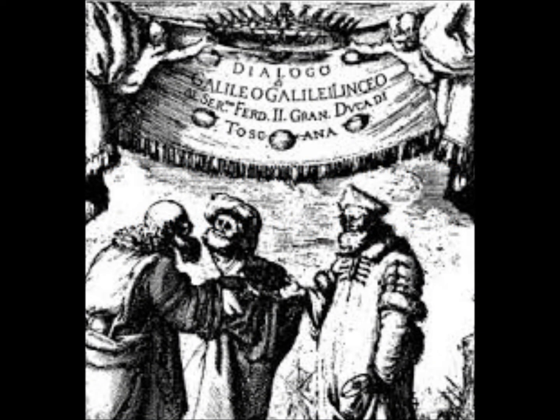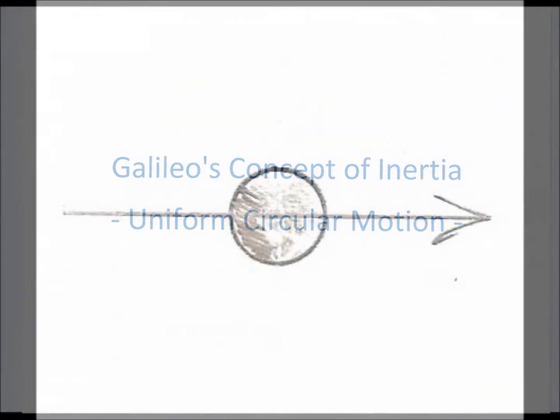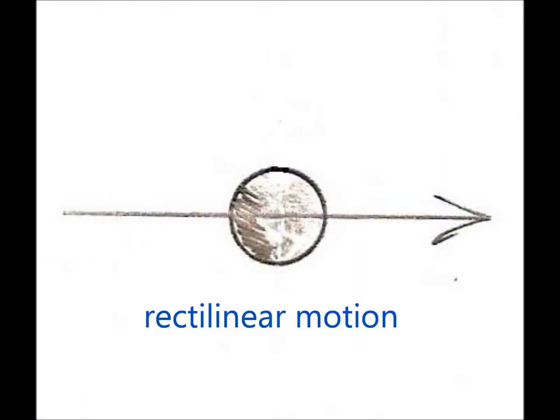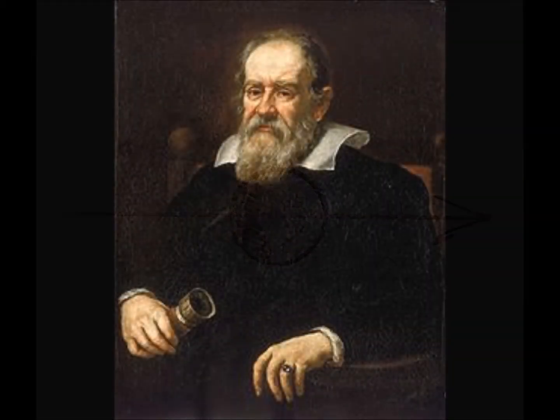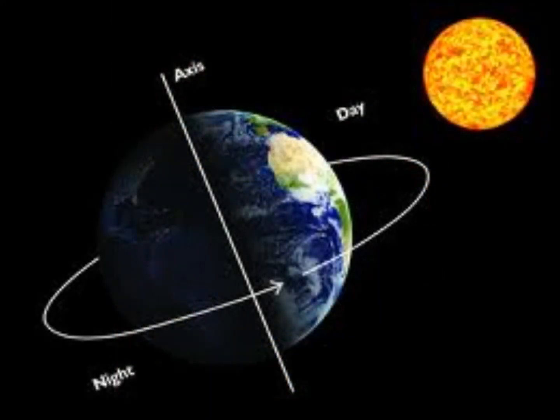However, Galileo's original concept of inertia was different than what we're taught today. According to Galileo, planets would move naturally in uniform circular motion. Galileo was aware of motion in a straight line, or what is called rectilinear motion, but he argued that all such motion, even on the surface of Earth, is actually circular because the Earth rotates.